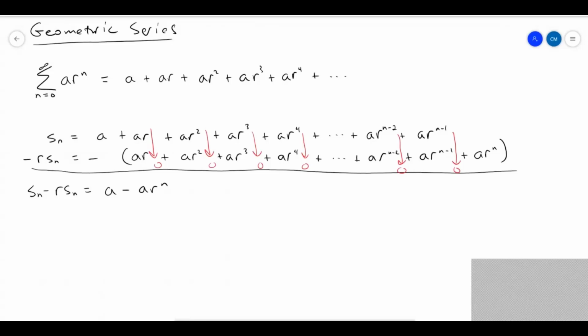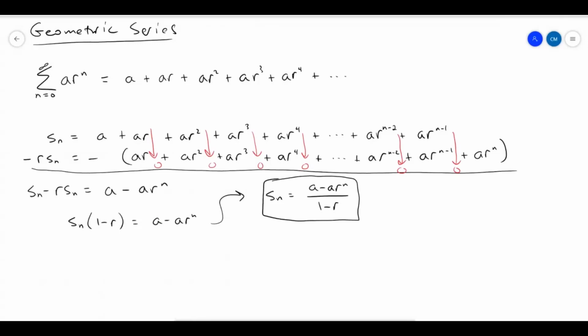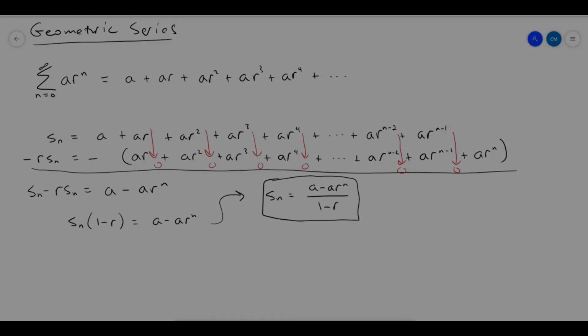Now look what you can do on the left side here. You can factor out that S sub n, leaving you with 1 minus r. Divide, you get Sn is equal to, okay, now what I just have written here is the nth term for the sequence of partial sums. In other words, this little formula is going to tell me what the nth partial sum is. If I want to know what the nth partial sum is for a geometric series, I'll just plug in whatever n I happen to be asking for.